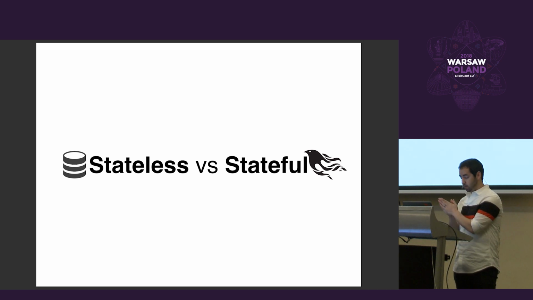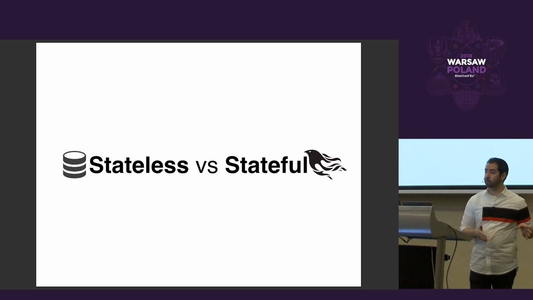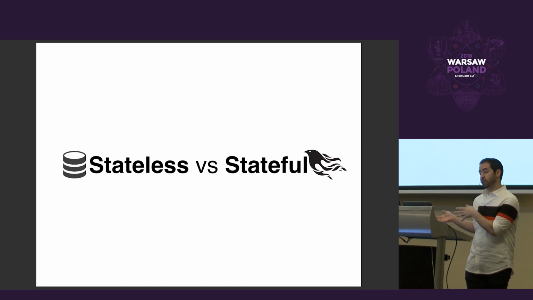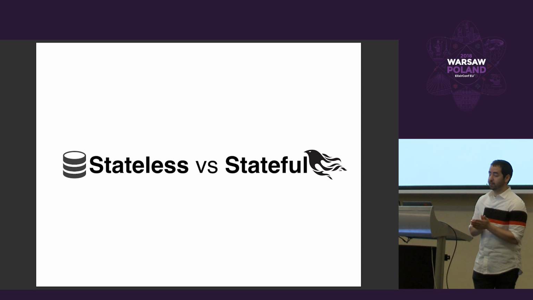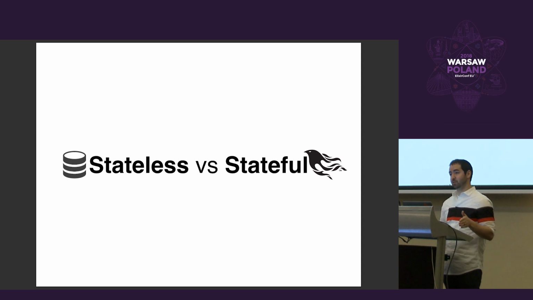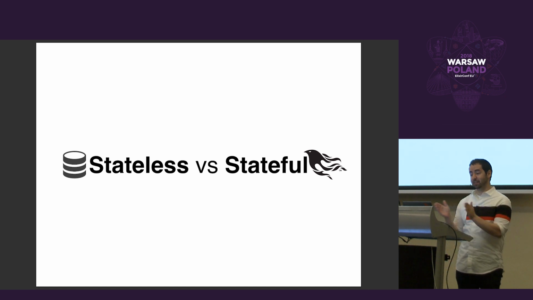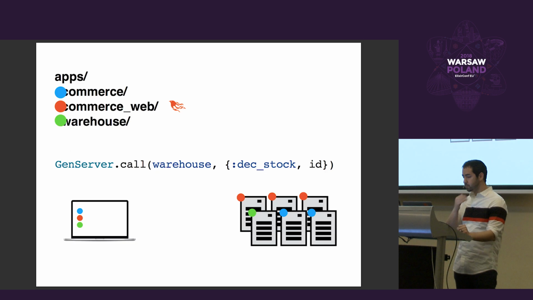So I want to focus the rest of the talk on the stateless world that we're used to with web application development, and the stateful world that Elixir, Erlang, and OTP provide us. I think there's a lot of contention between these two worlds and a lot of uncertainty. So I want to give people a mental model on how to think about stateless applications and stateful applications and where Phoenix and the database fit into the mix.